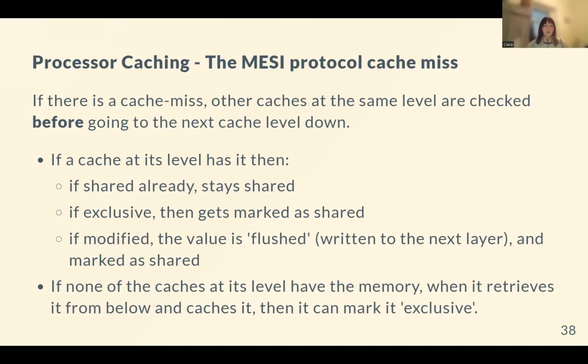If none of the caches at the current cache level have the memory that I want, then it's going to retrieve it from the level below, cache it, and mark it exclusive, because you know that no one else at your level has that cache line, because if they did, you would have gotten a cache hit at your level. So not in your cache, but you would have had another one at your level.